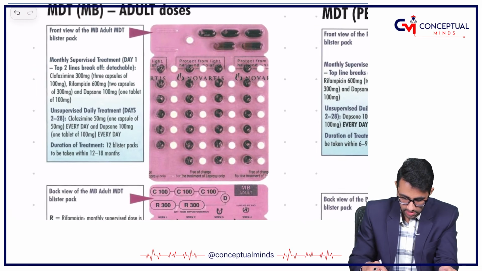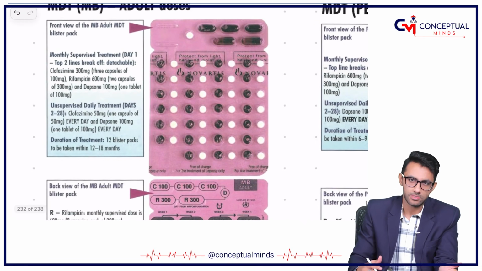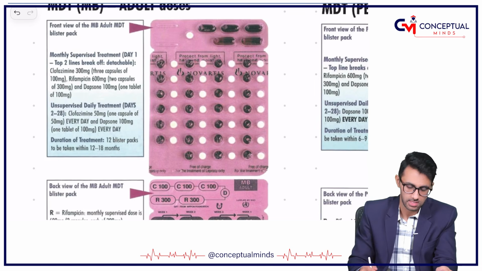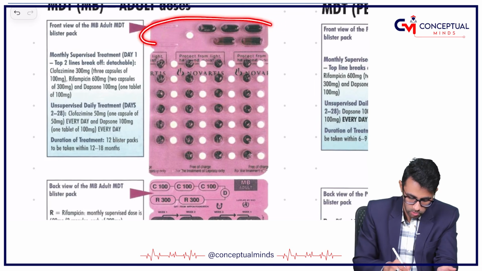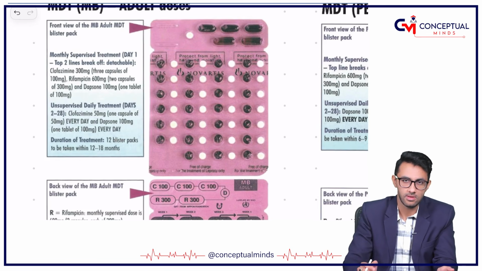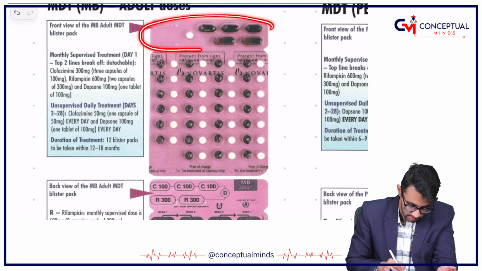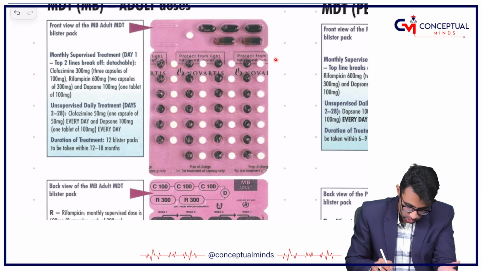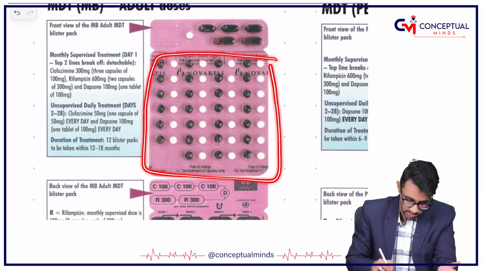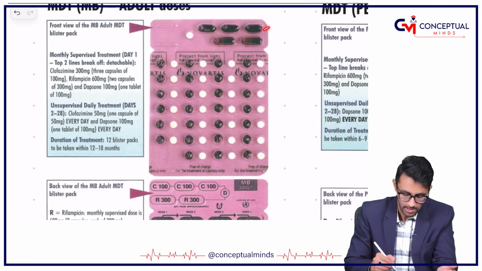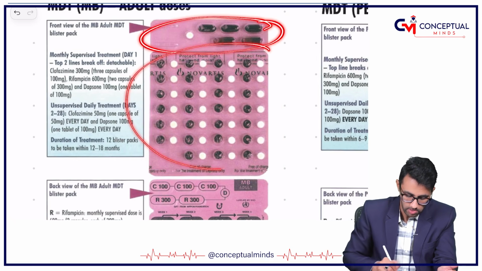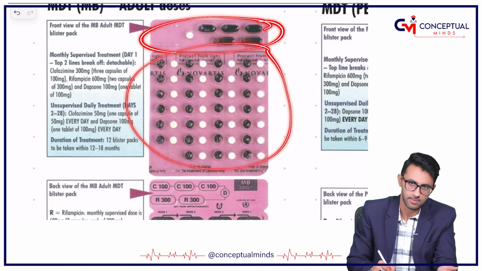So you see over here, these are the strips which the patient receives. Yes, these are the strips, and this part is the supervised part. This part has to be taken in front of the doctor. All right, this is the supervised part. Yes, and this is the unsupervised part that the patient has to take. The patient has to be compliant in this part. This is supervised, unsupervised. Point number 1 is very clear.